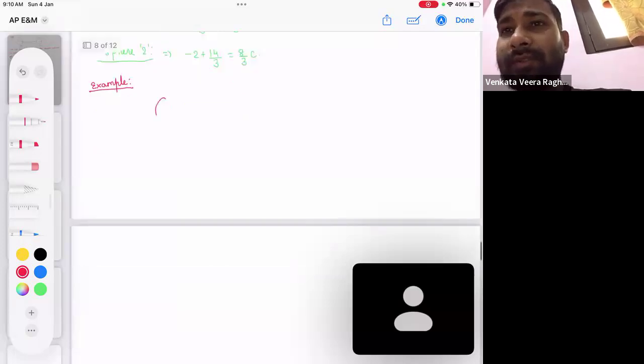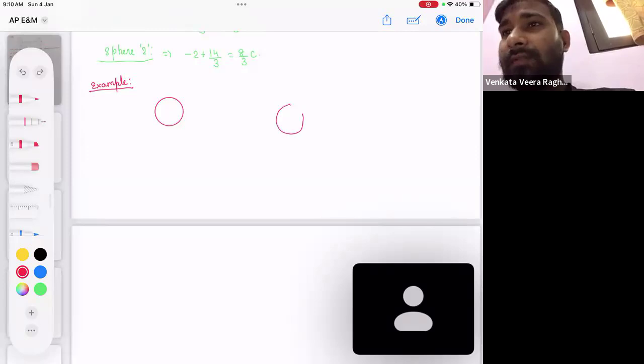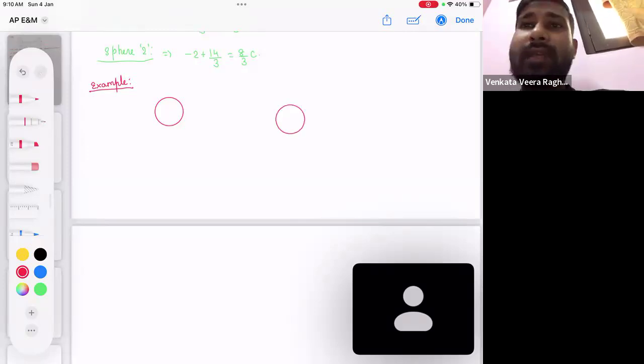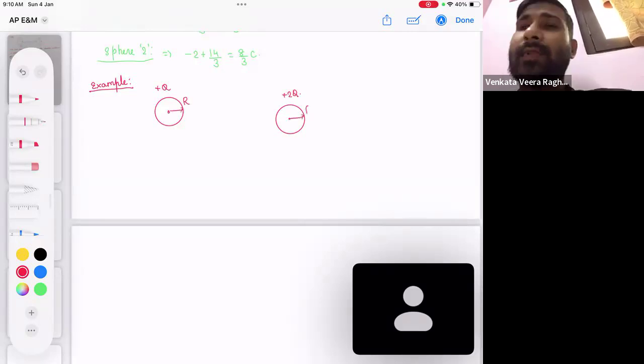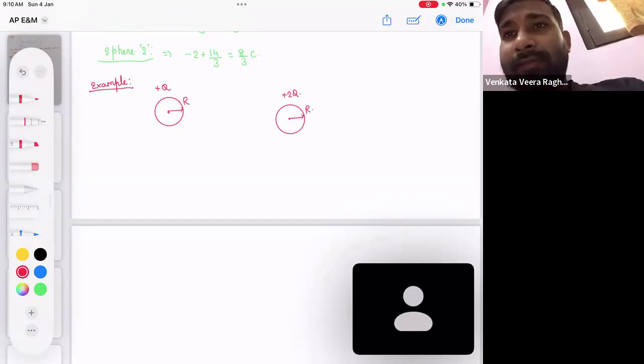In the question given to us, two spheres of equal radius. Both the spheres are of equal radius. One has charge plus q, the other one has charge plus 2q. Both the spheres have radius R each. Let's call this the sphere A. This is the sphere B.